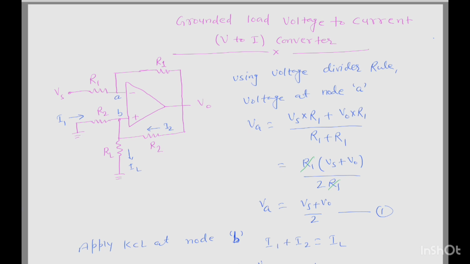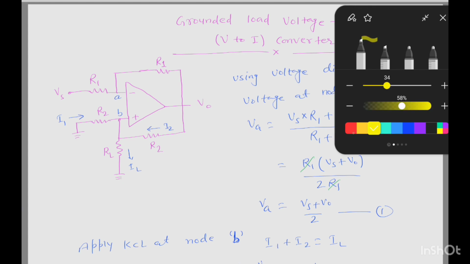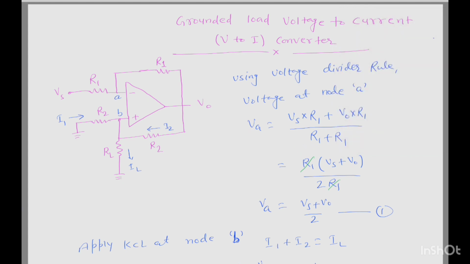Today we will see the grounded load voltage to current converter. It means the V to I converter. First, this is a diagram for the voltage to current converter for the grounded load. Grounded load means load resistance. This is the load resistance. Load resistance is connected at the ground. Hence, this is called a grounded load voltage to current converter.